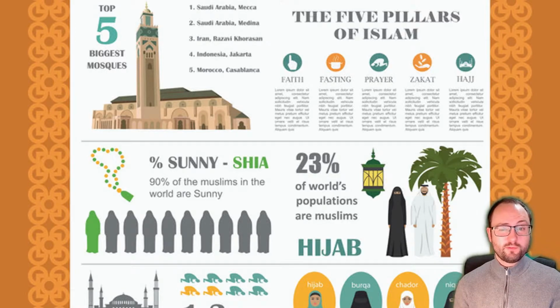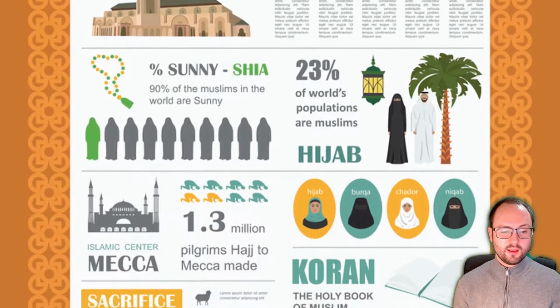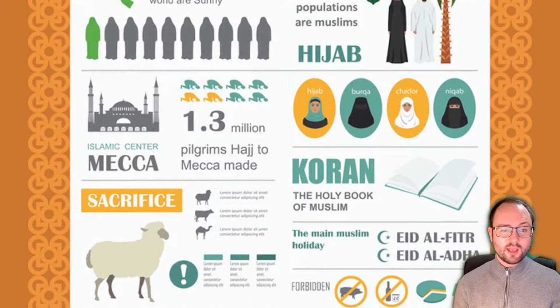Muslims follow the 5 pillars of Islam as some of the central tenets of their faith. We're going to look at those in a bit more detail later. Muslims around the world go on pilgrimage to Hajj to Mecca at least once in their lifetime, and they follow the Quran, which is the holy book of Islam.